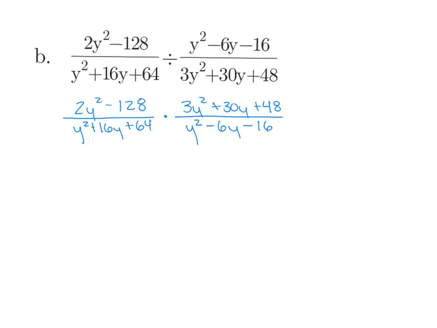The next thing I want to do is I want to check for any greatest common factors. We do have greatest common factors in the top right. Both of these numbers are divisible by 2. We also have greatest common factor in the top left. All of these numbers are divisible by 3. So let's go ahead and factor. So on the top left, I can factor out a 2. If we divide each term by 2, we should get y squared minus 64. Bottom will stay the same.